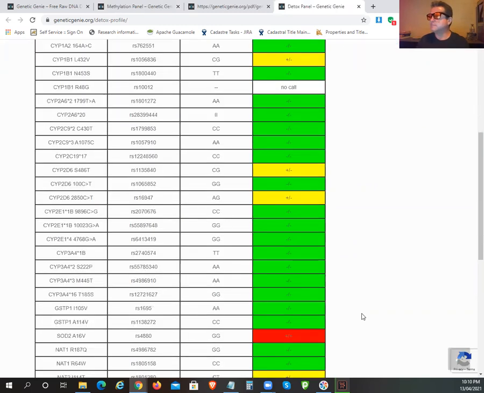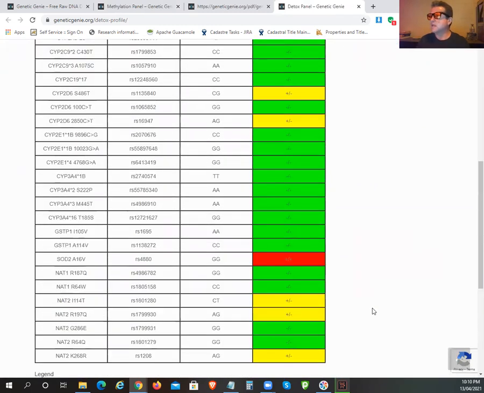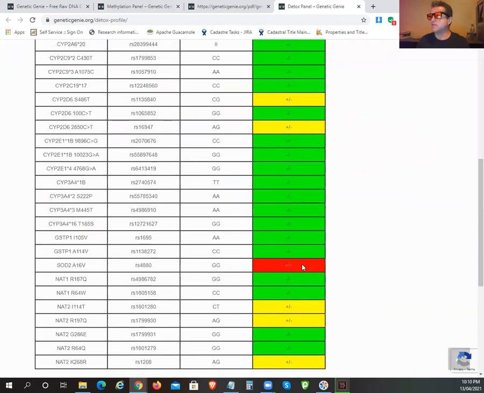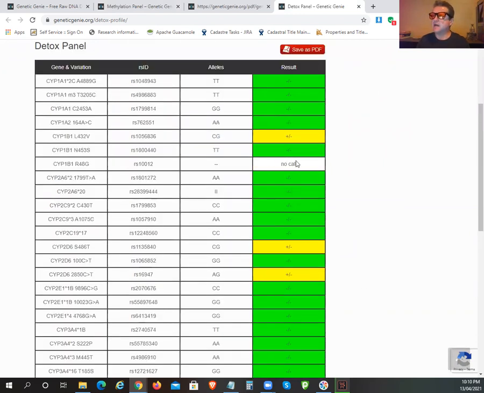Again, when you get a no call, it basically means they don't have any data in your file. When you go to a different service, you end up getting different types of panels done, depending on what you've paid for. I did the $99 one, if you remember. I didn't do the more comprehensive one, which is about $200 odd. I think they've brought it down to 150 now, 149 US, whatever it is.